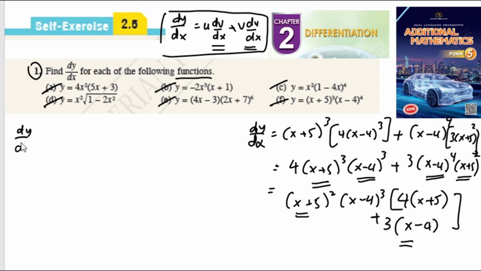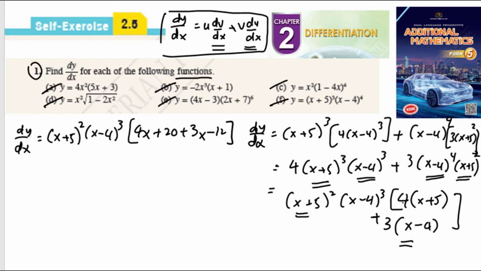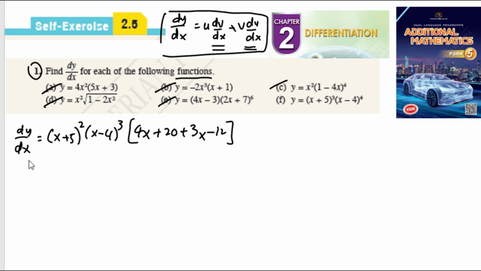So here dy over dx is equal to x plus 5 squared, x minus 4 cubed. This one in the bracket, you can expand: 4 times x, you get 4x. 4 times 5, you get 20. And then plus 3 times x, you get 3x. 3 times negative 4, you get negative 12. So 4x plus 3x, you get 7x. 20 minus 12, you get plus 8, right?